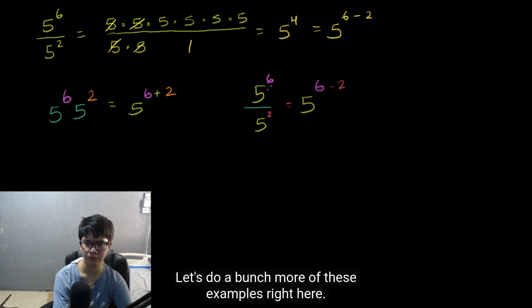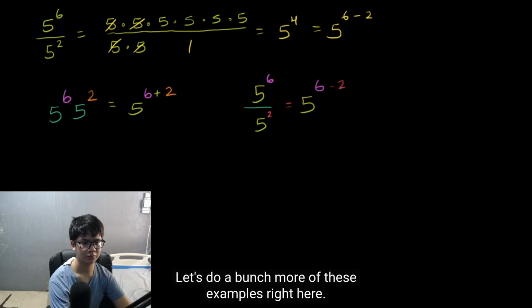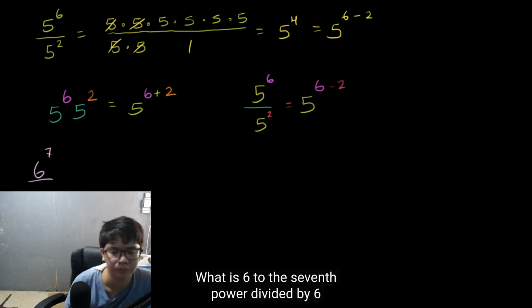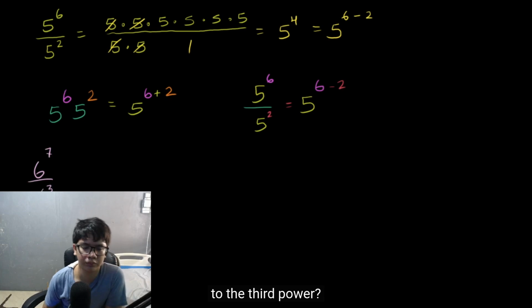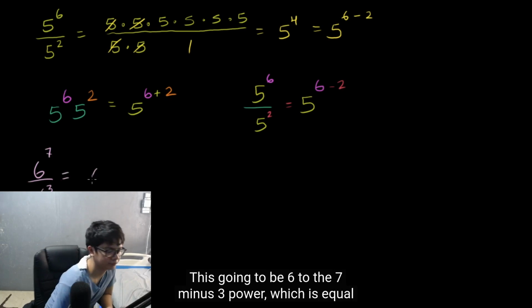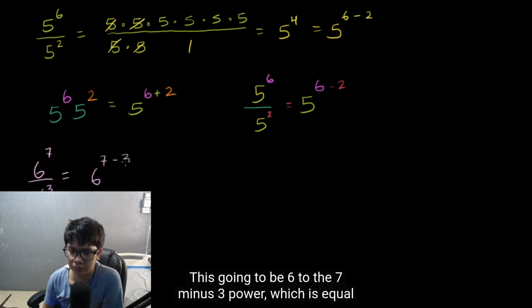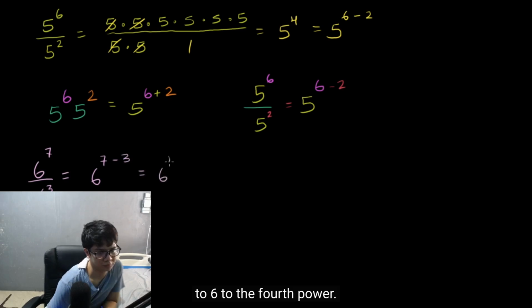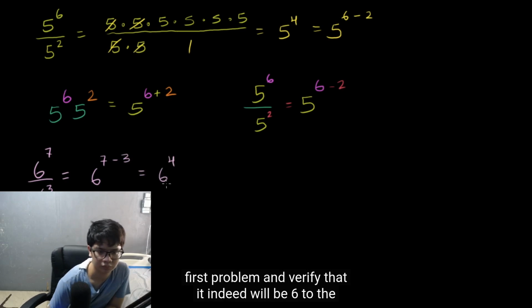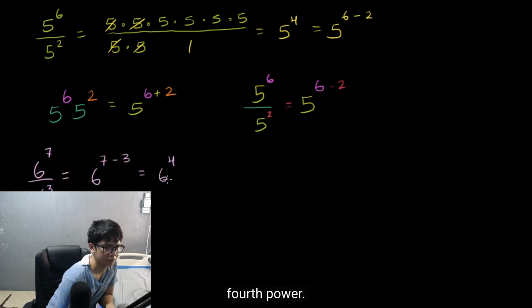Let's do a bunch more of these examples right here. What is 6 to the seventh power divided by 6 to the third power? Well, once again, we can just use this property. This is going to be 6 to the 7 minus 3 power, which is equal to 6 to the fourth power. And you could multiply it out this way, like we did in the first problem, and verify that it indeed will be 6 to the fourth power.